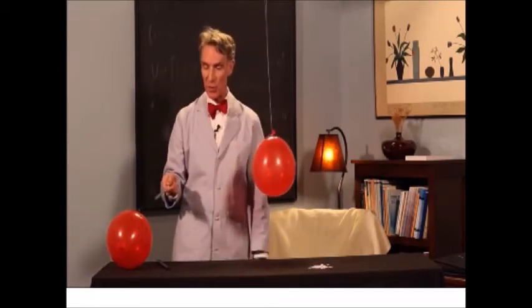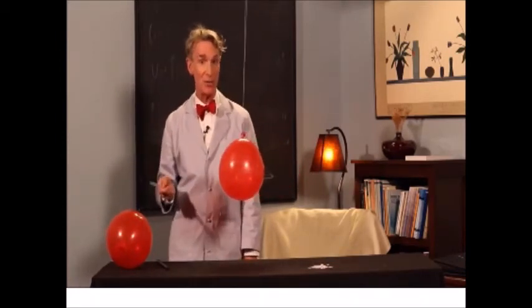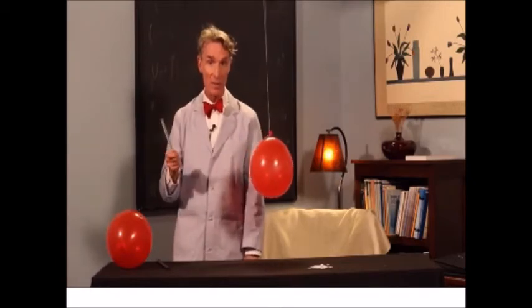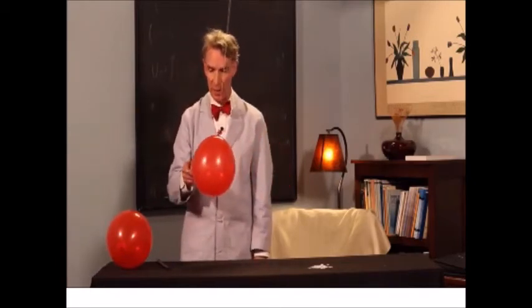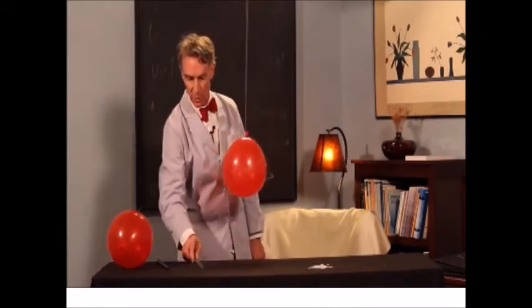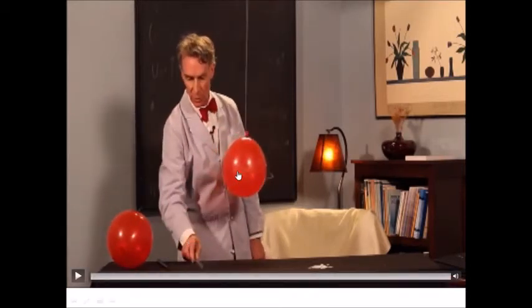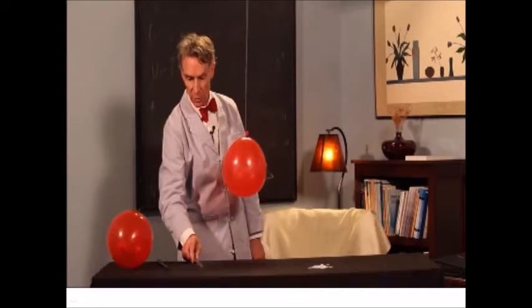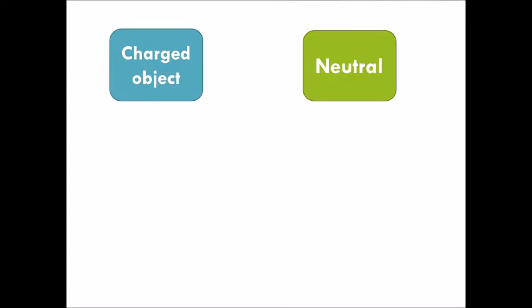So in the first case, we say they have like static charges, so they repel. In this case, they have opposite static charges, so they attract. So like charges repel, opposite charges attract. Now if I have a charged object, I mean it has static electricity. It can be positively or negatively charged. And when I say neutral, I mean it has an equal number of positive and negative charges.